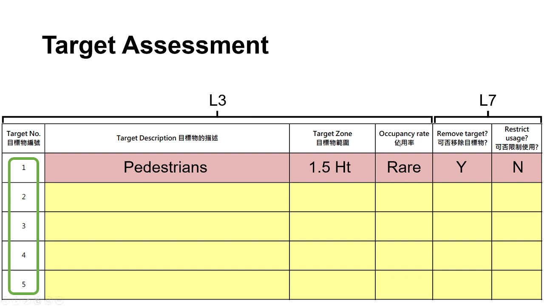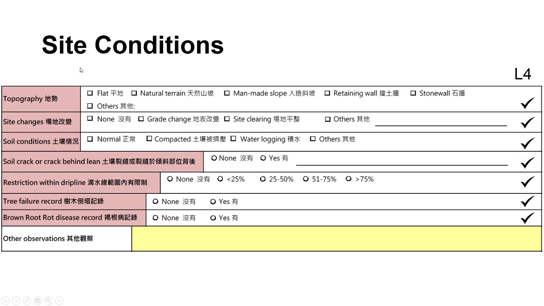So in your report, just put down the definition. And then here I use a green box to highlight the target number. Just put them in your mind first. Later, you will need to use these numbers again. Then for site conditions, all these have been covered in lecture number 4. If you detect any of these situations, just check the box.